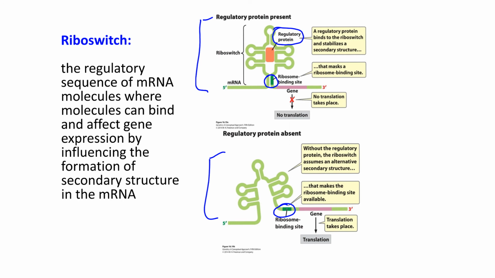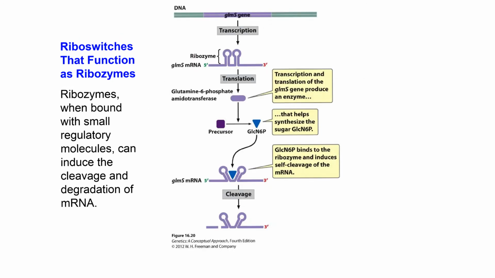So the last point I would like to make is that riboswitches can function as ribozymes. You know, some RNA molecules have enzymatic activity, and we refer to them as ribozymes. So here is an outline of a riboswitch, which upon binding with a regulatory protein not only changes conformation, but also activates its ribozyme function, and it self-cleaves the mRNA and therefore degrades the mRNA and terminates the translation.